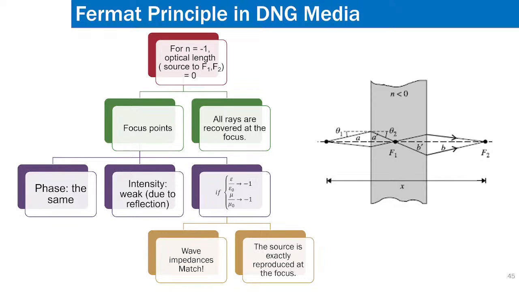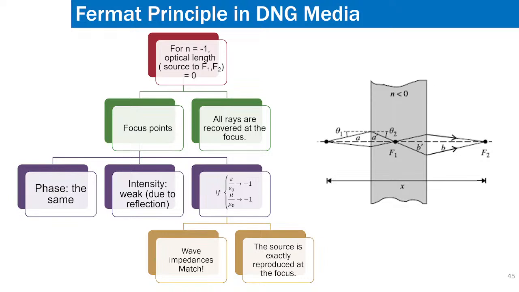Why? Because there are two parallel walls of the slab. At the first wall, which is the wall towards the source, some of the light gets reflected. Similarly, at the second wall, which is between foci F1 and F2, some of the light will get reflected. Because of the reflection, the intensity is weak at these points.